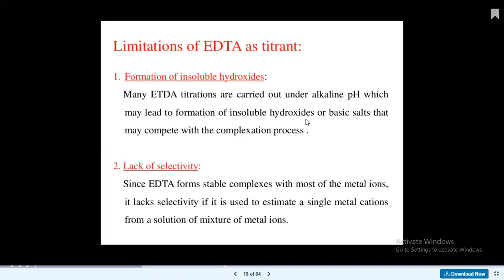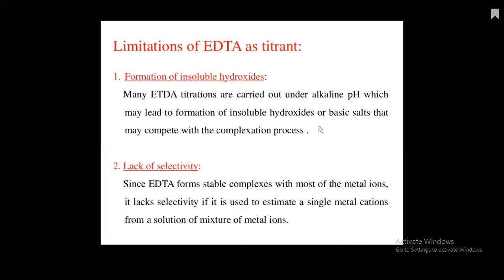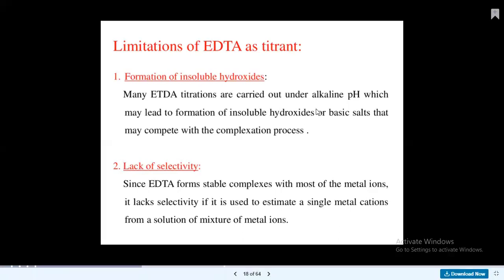To overcome this limitation mentioned here, we add a buffer, and a very selective one is the ammonia buffer. Otherwise, there are also different auxiliary agents; there is a list of auxiliary agents that are also used to mask these metal ions to avoid the formation of hydroxide at that alkaline pH.